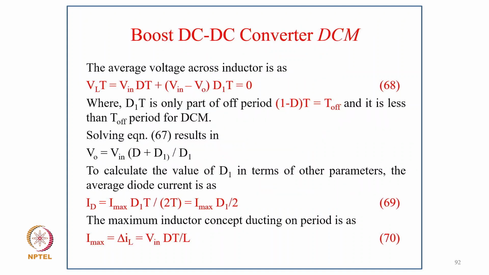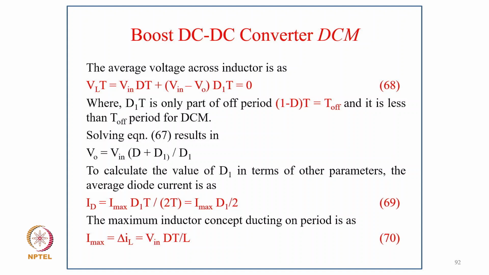Coming to boost DC-DC converter analysis in DCM, the average voltage across the inductor is now VL times T equal to Vin times D T plus (Vin minus VO) times D1 T equal to 0, where D1 T is the period of diode conduction, which is less than (1 minus D) times T. So D1 T is only a part of (1 minus D) T, during the discontinuous mode of conduction. Solving this, VO equals Vin (D plus D1) divided by D1, to calculate the value of D1 in terms of other parameters.